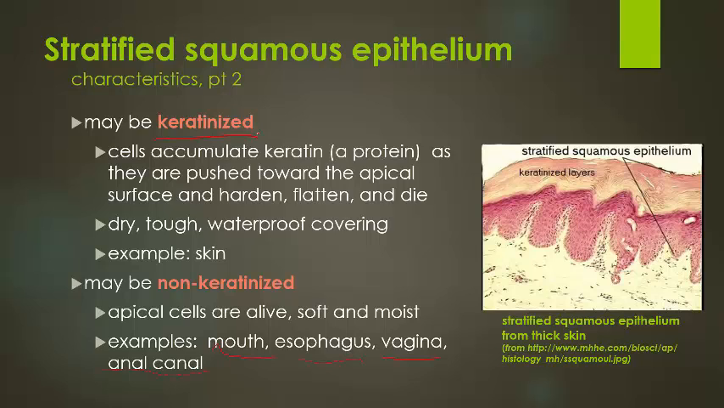And as they fill with this keratin material, they can harden and flatten, and frequently they die. And this helps to produce a dry, tough, waterproof covering. And this is where we would describe skin as a keratinized epithelium. Those that remain moist are non-keratinized, and the apical cells remain alive and soft and moist. So the mouth, the esophagus, the vagina, and the anal canal all are lined with non-keratinized stratified squamous epithelia.